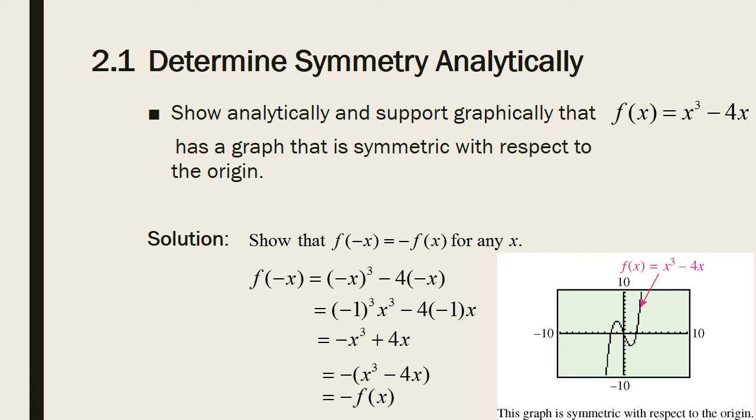Well, if you compare that with the signs on the original, those are complete opposite signs. In other words, we could factor out a negative 1 and have negative times x to the third minus 4x. And that x to the third minus 4x is what we started with. That's actually f of x. So putting in a negative x changes the signs on the equation and doesn't change anything else. When you graph it, you can see that it is indeed symmetric with respect to the origin.